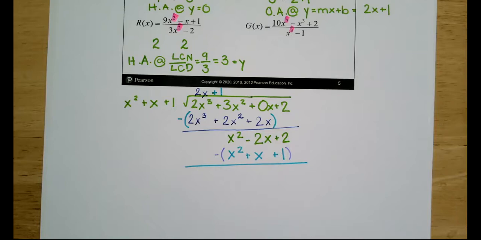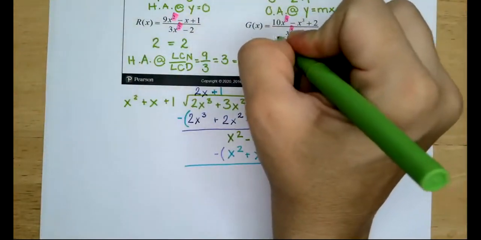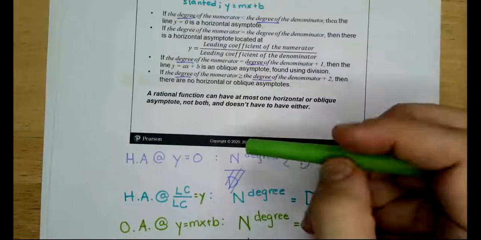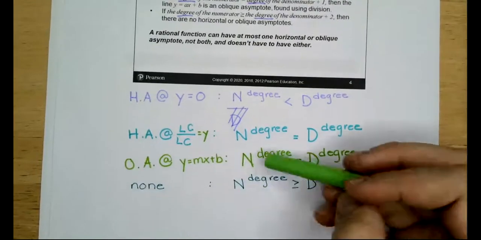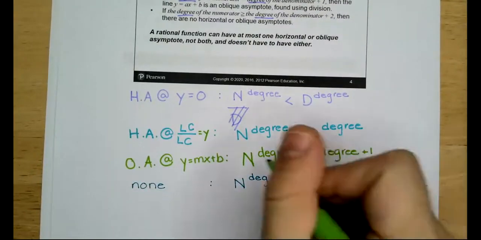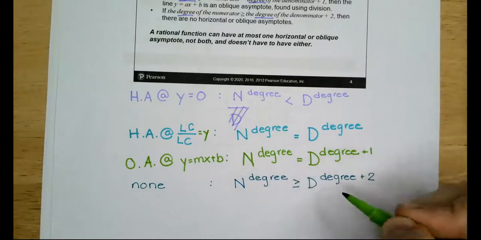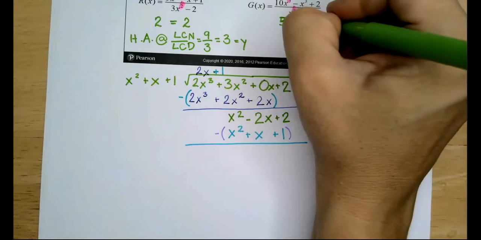And then our last one is the number 5 and the number 3. So we had 2 is equal to 2. Now we have 5 and 3. Which one of these does 5 and 3 fit? 5 is less than 3, 5 is equal to 3, 5 is equal to 3 plus 1, or 5 is greater than or equal to 3 plus 2. It's this one, right? 5 is equal to 3 plus 2. So there is no horizontal nor oblique asymptote.